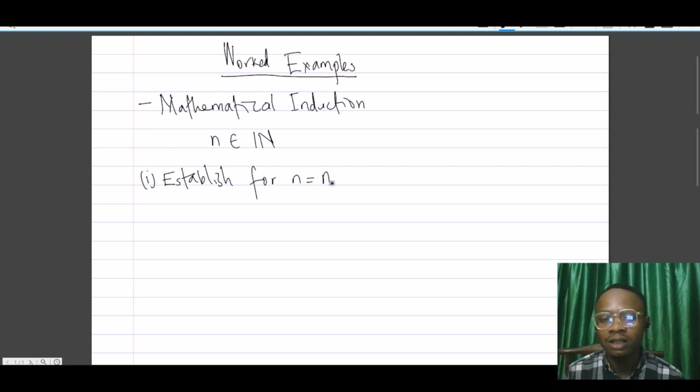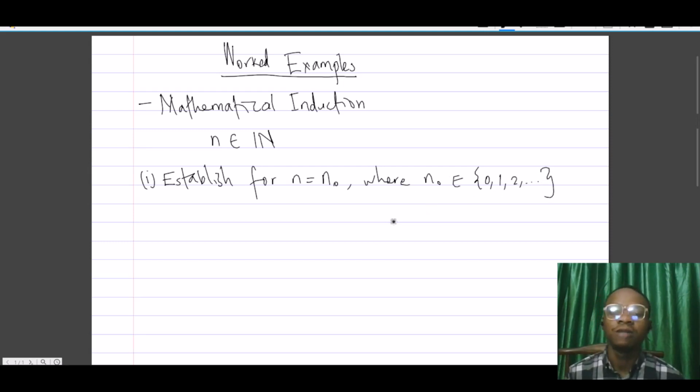So let's say n equal to n naught, where n naught could be 0, it could be 1, or it could be any other term. N naught is some element of this set. It could be 0, it could be 1, it could be 2, or any other thing. So we'll establish it for the first term.